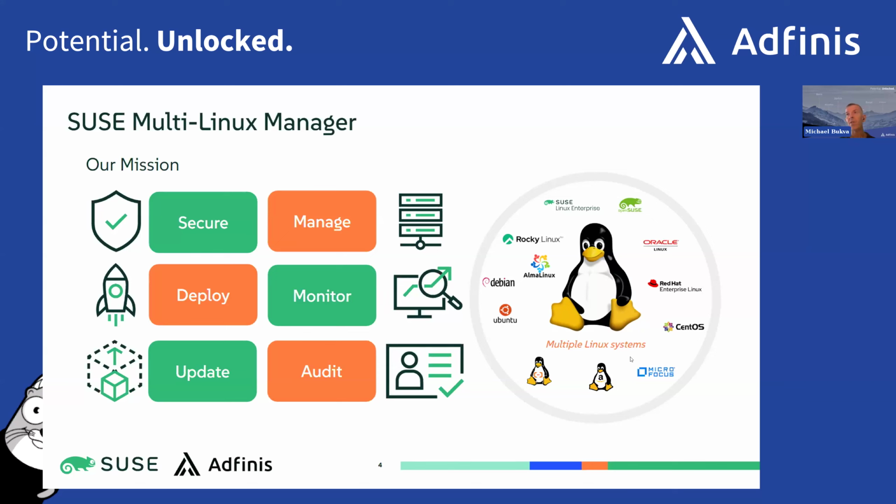We keep adding distributions that we support. I keep getting surprised every time someone comes out and says, I've got 1,000 instances of Blurt. Could you please add support for that to SUSE Multi-Linux Manager? Because I love using it for my other Linuxes. I want to use it for that too.